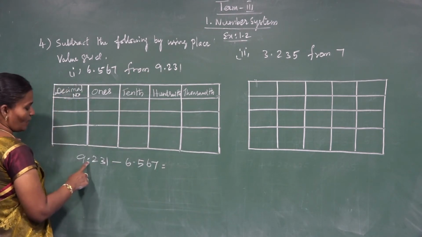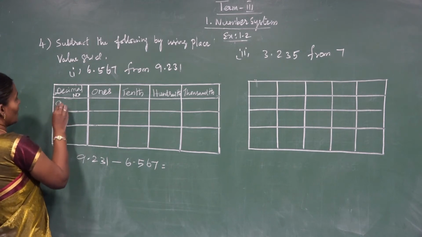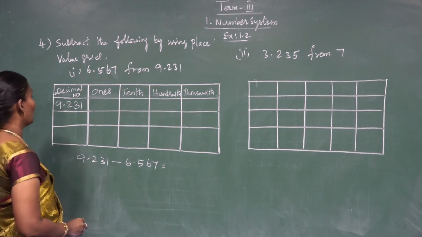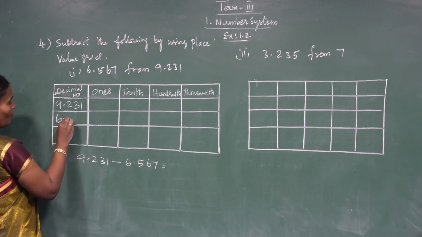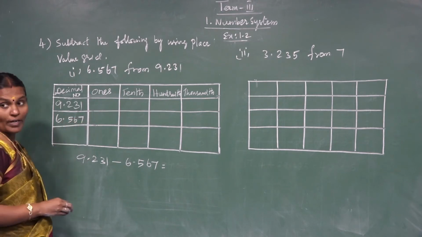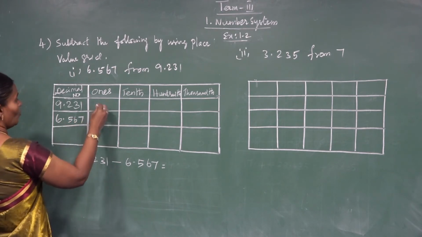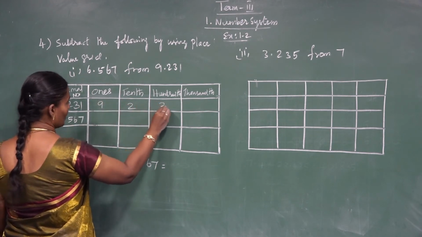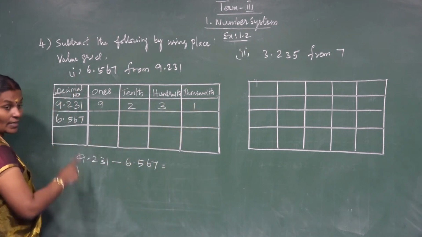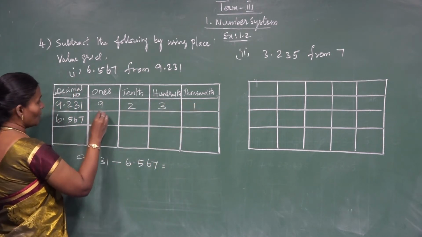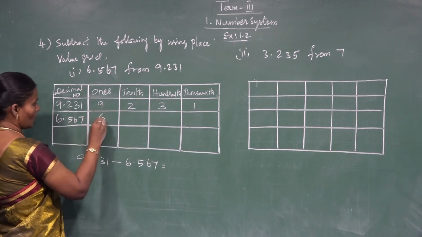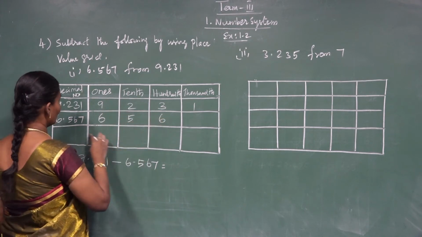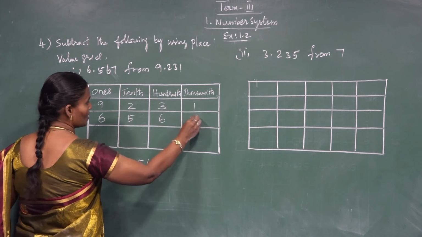First you have to write 9.231. Then the second number is 6.567. In ones place here 9, in 10th place 2, 100th place 3, 1000th place is 1. The second decimal number, the ones place is the whole part, ones place is 6. In the decimal places, the 10th place is 5, 100th place is 6, and 1000th place is 7.